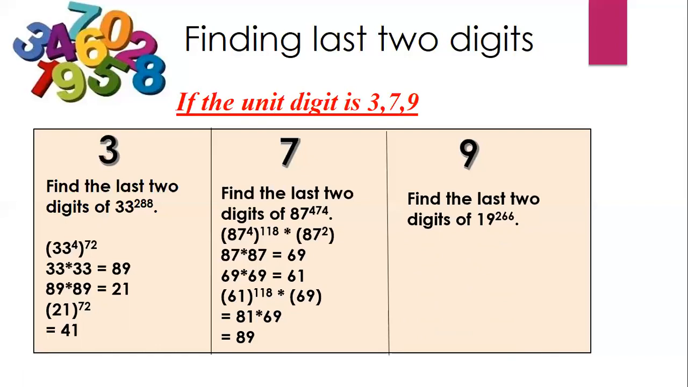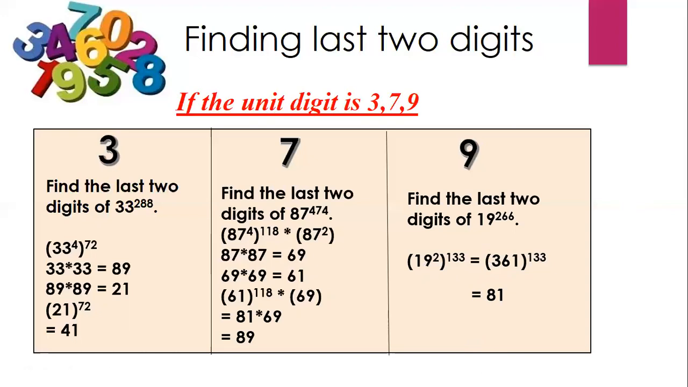Same way for 9. Find the last two digits of 19 power 266. So first thing, we know 19 to the second power itself will get 1. So split it based on that. 19 square to the whole power 133 will give me 266. We know 19 square is 361. So 361 to the whole power 133. Now unit digit will definitely be 1. To find out the tens digit, 6 into 3, 18. So we'll get 81 as our last two digits, right?